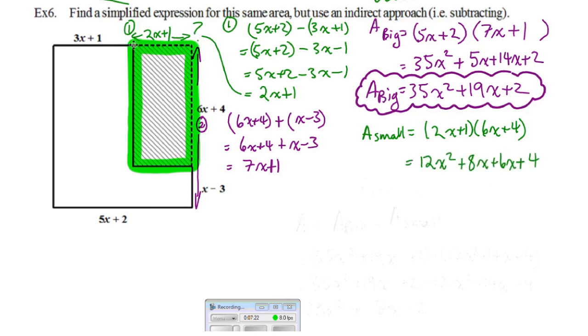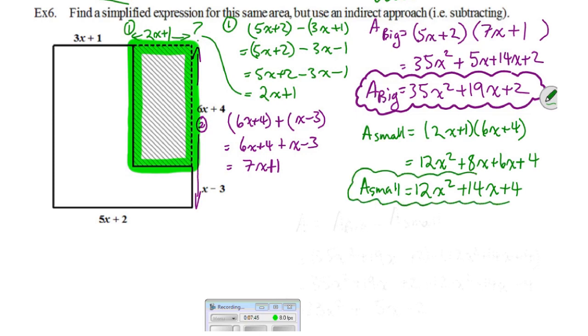2x times 6x is 12x squared, and so on, through 6x plus 4. And you get this. So now that we've done that, we have to collect all our like terms. So you're going to get 12x squared plus 14x plus 4 for your final area. Make sure you highlight where you got the area of the small. So if I was looking at your testing, I could see where you went wrong. But be very explicit to show me that it's the smaller area.